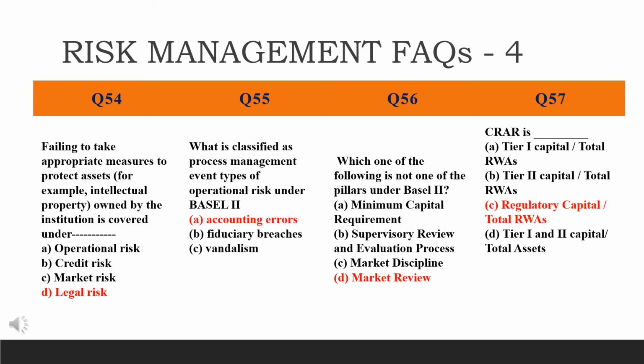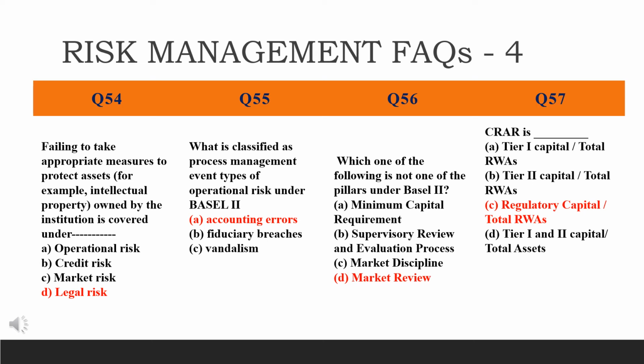Okay, listen, keep in mind, Basel II category of operational risk event types include execution, delivery, and process management, that is EDPM. Yes, EDPM, execution, delivery, and process management. E stands for execution, D indicates delivery, P indicates the process, M indicates the management. Thus EDPM, execution, delivery, and process management.